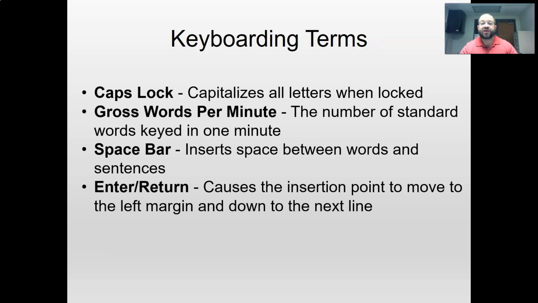And a few more to go. Caps lock, we talked about that with the shift key. I do want to talk about gross words per minute. Gross being total, not when somebody sneezes and they have some stuff hanging out. That's gross, right? No, total words per minute: the number of standard words keyed in one minute. That's how fast you can do something. If you can do it fast on a keyboard, that means you're probably pretty efficient at it. And of course, we all know what the space bar and the enter or return key does. It causes the insertion point to move to the next margin and down to the next line, for starting a new paragraph if you're writing a document, or to confirm information in a box, and so on.